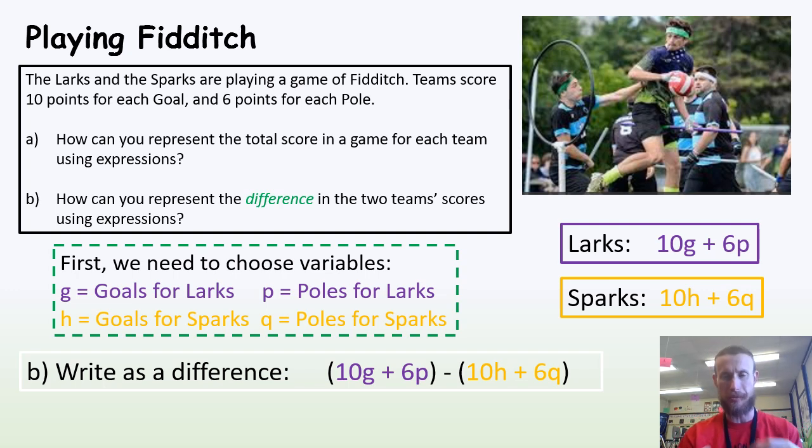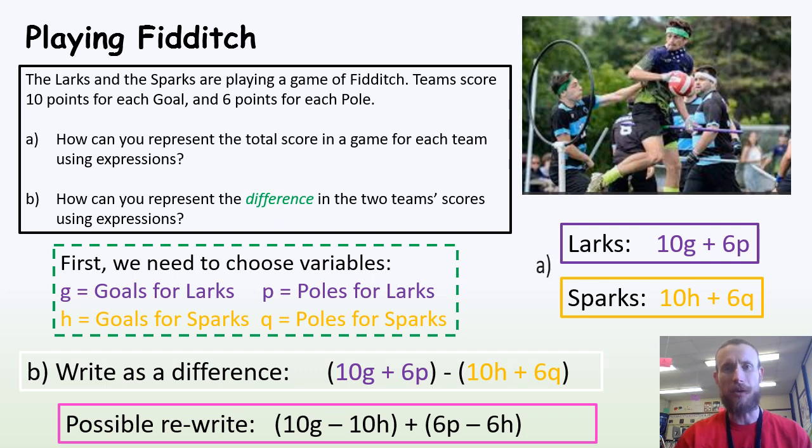Can we do anything with it? Can we simplify it? Can we rewrite it? Turns out we can't really rewrite it that well. There's no like terms in this expression, right? We've got these 4 different variables: G, H, P, and Q. None of those are like terms. We can't actually subtract them or subtract their coefficients.